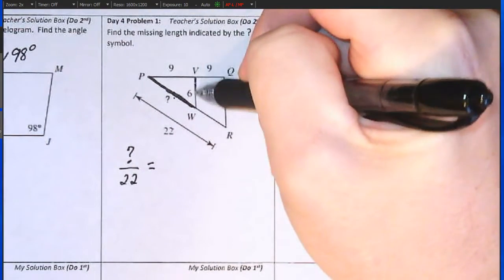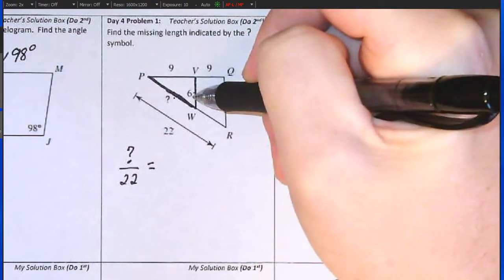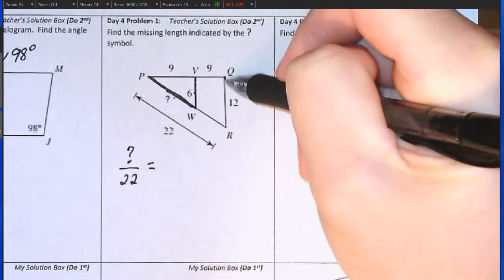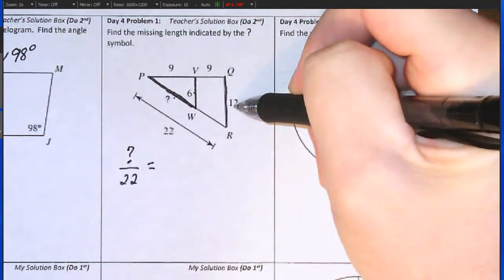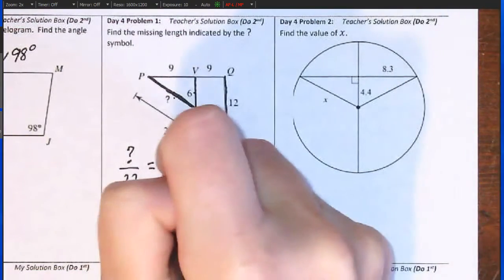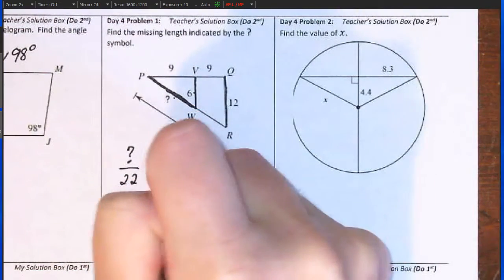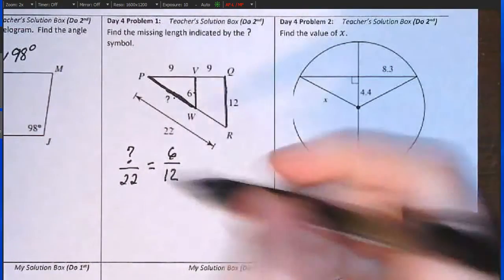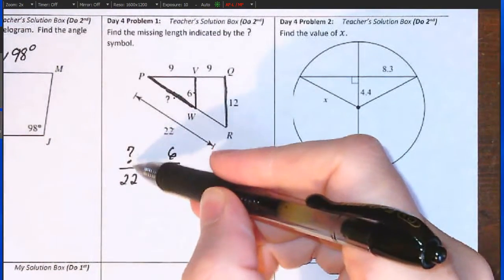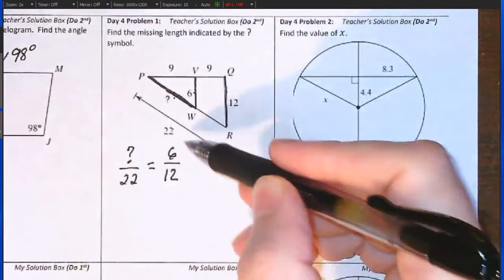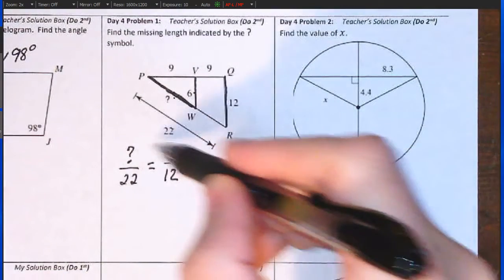This side of the small triangle that has the 6 on it can be matched up to the corresponding side of the larger triangle, the one that has the 12 on it. We would show it like this. 6 is to 12. We have the side with the question mark is to the 22 as 6 is to 12. This is called a proportion.